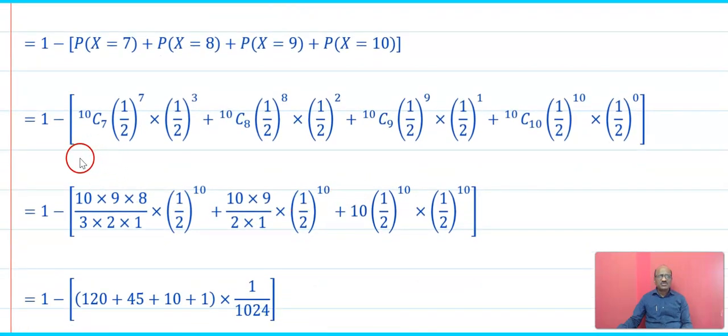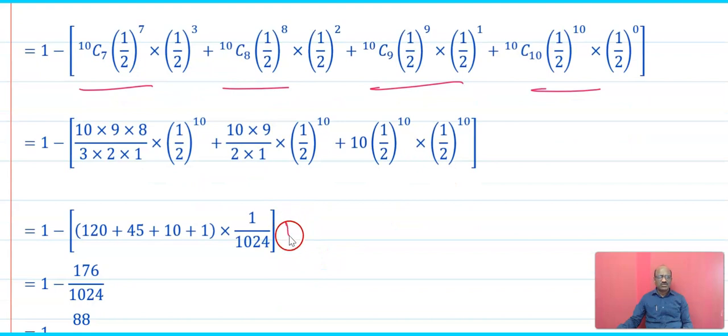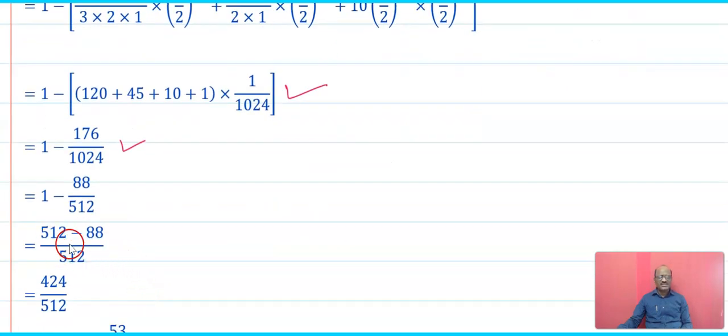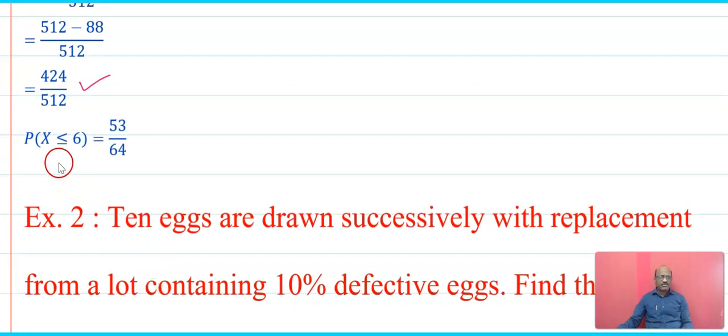And then again substitute here with the values. You will get the terms, and this is the calculation. You can perform this calculation. Take 1 upon 1024 common, and in the bracket you will get 120 plus 45 plus 10 plus 1, and 1 minus 176 upon 1024. If you simplify it, then you will get the probability of capital X less than or equals to 6 is 53 upon 64.